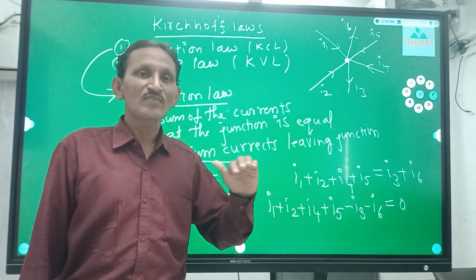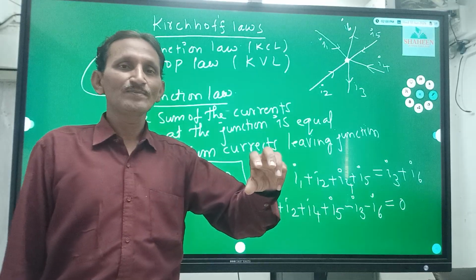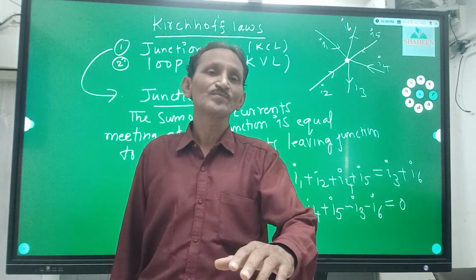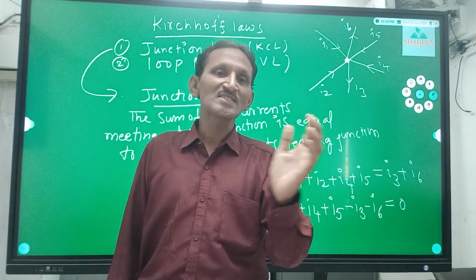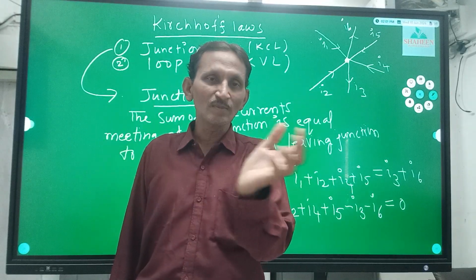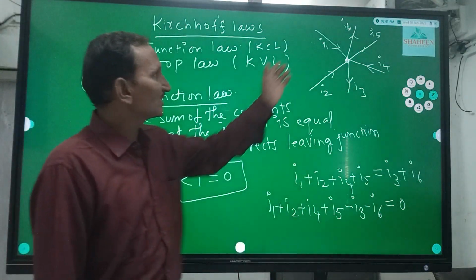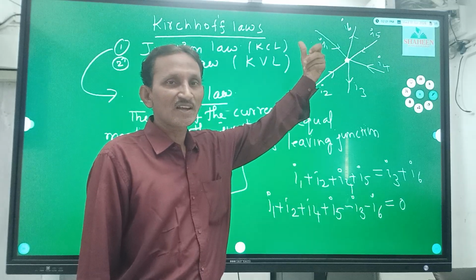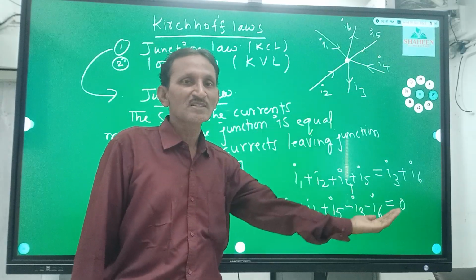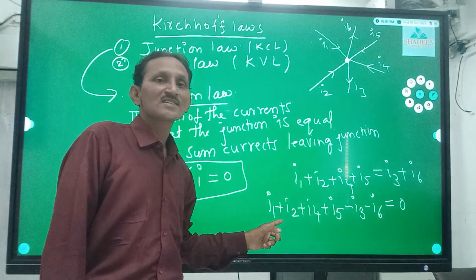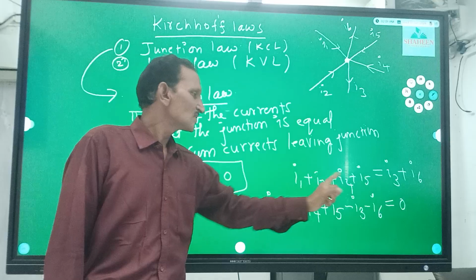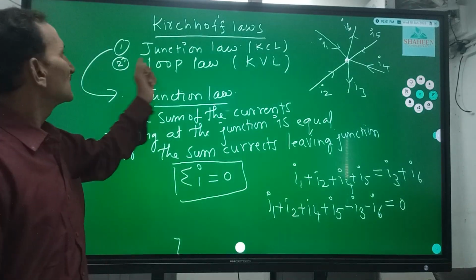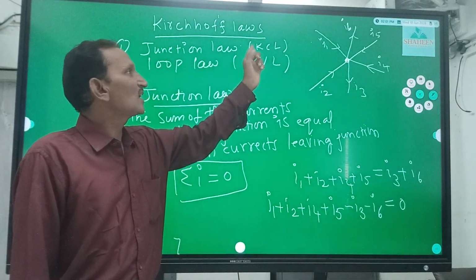From this we understand that in a railway station, the number of trains approaching has to leave after 1 or 2 minutes, the same number of trains. Similarly at the junction, we see the currents coming towards the junction and the currents going away from the junction. So the algebraic sum of the currents meeting at the junction is 0. It is called the junction law, Kirchhoff's current law.